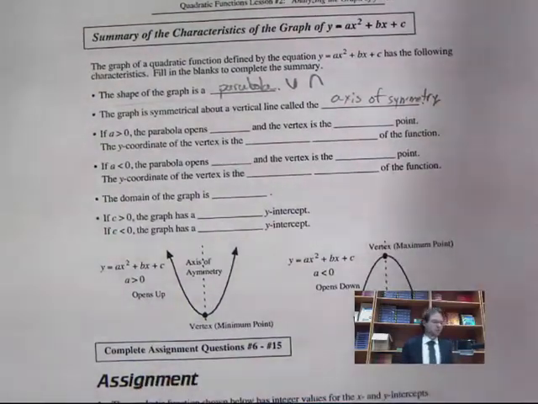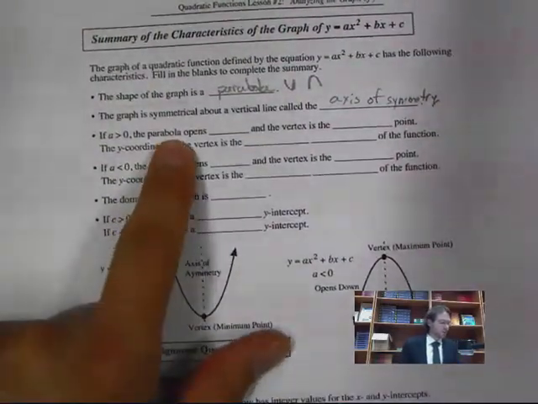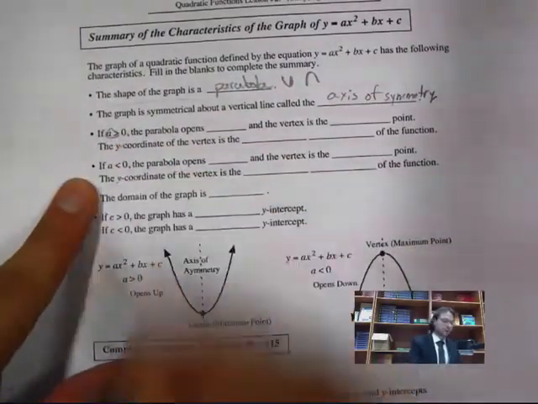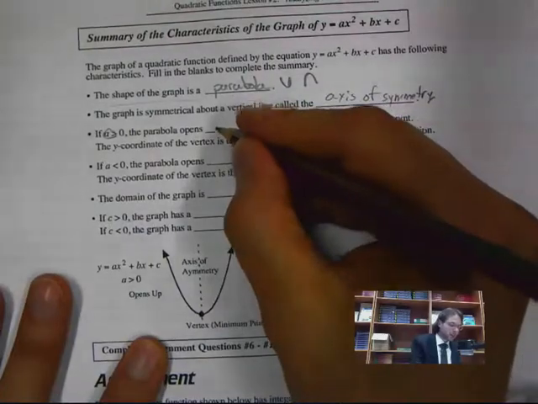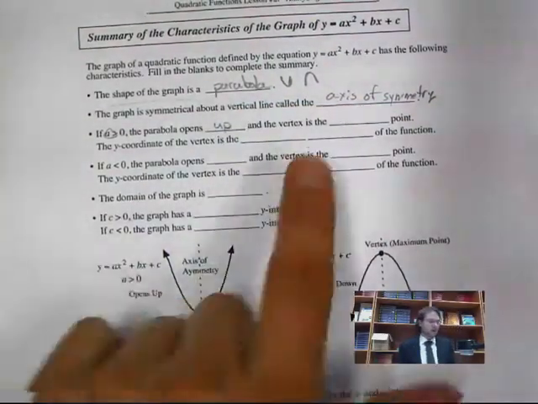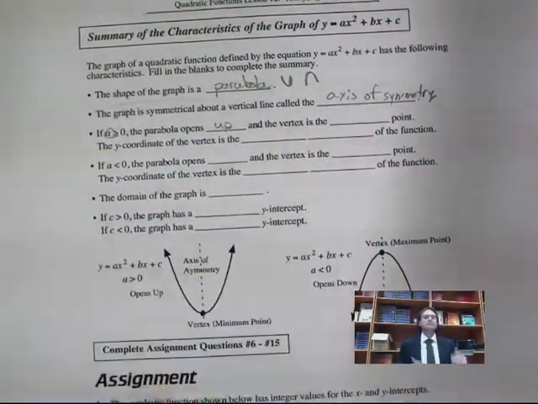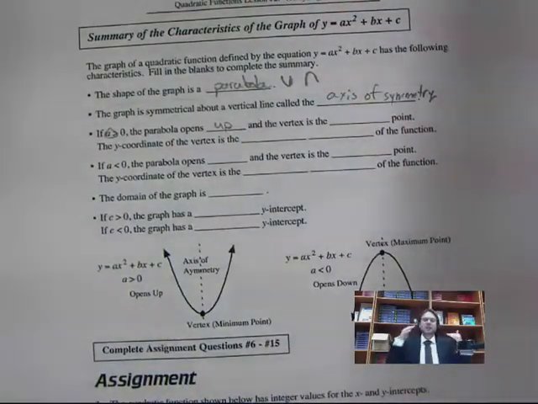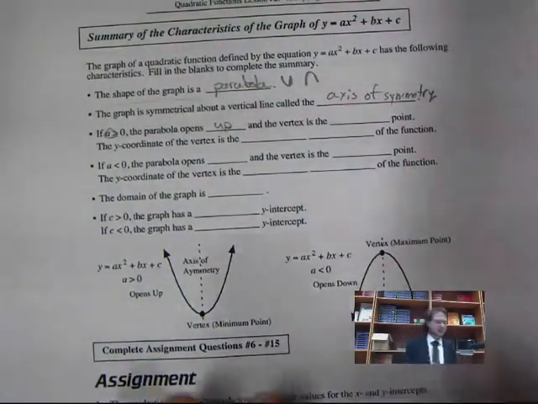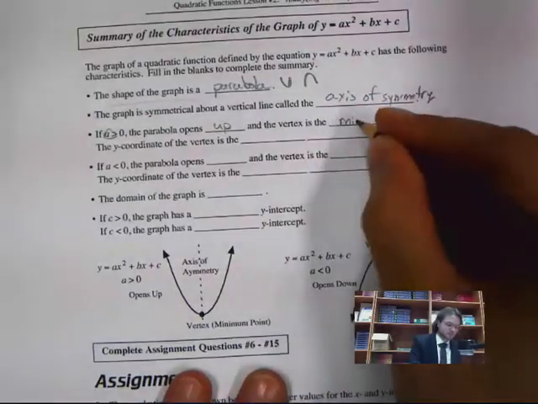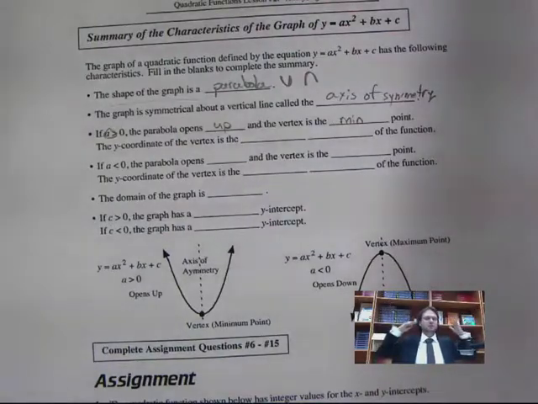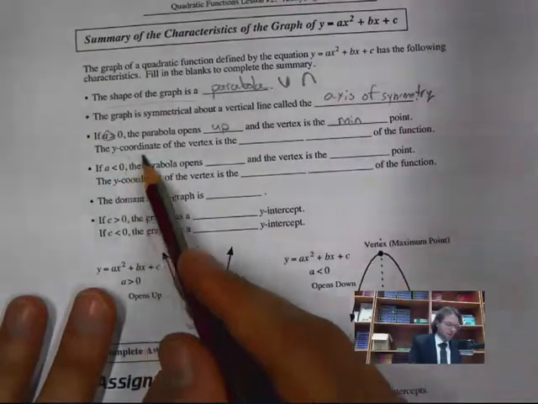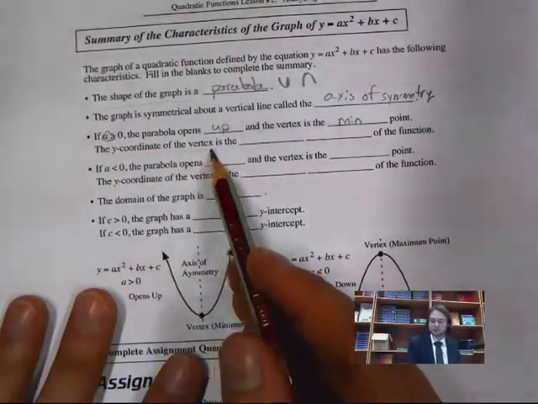Okay, these are just some definitions. If a is greater than 0, the parabola opens, well, that means it's positive. It is happy. So it opens up, and it makes a happy face. And our vertex is going to be a minimum, because they can't be that sad. There's no limit to their happiness, but there's a limit on how down they can go. Okay, the y-coordinate of the vertex is the minimum value.